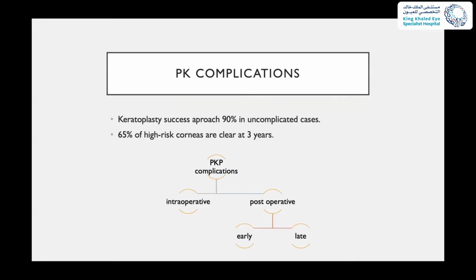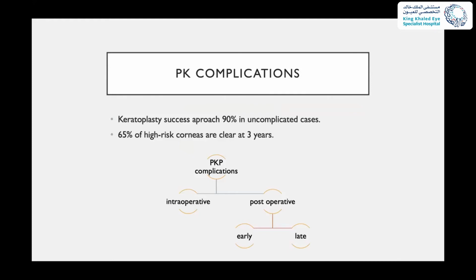So although keratoplasty success approaches 90% in uncomplicated cases, only 65% of high-risk corneas are clear at 3 years, as has been reported in the literature. However, with a complete understanding of possible complications and frequent post-operative care, and this should be discussed thoroughly in the clinic with the patient, as a PK or a keratoplasty necessitates lifelong ophthalmic care and frequent visits to the ophthalmologist, this can minimize the problems and maximize the success.